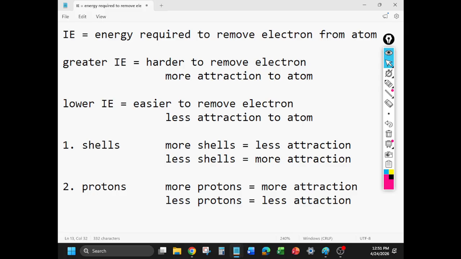Even if there's a limited amount of electrons, shells matter more. So you want to look at the shells first. You only look at protons if there's the same number of shells. Yeah, so we'll do a couple of practice problems, hopefully it answers your question. But always go shells and then look at the protons.